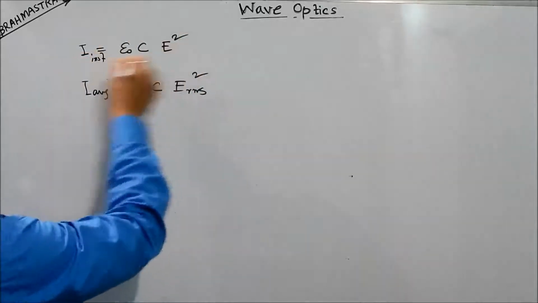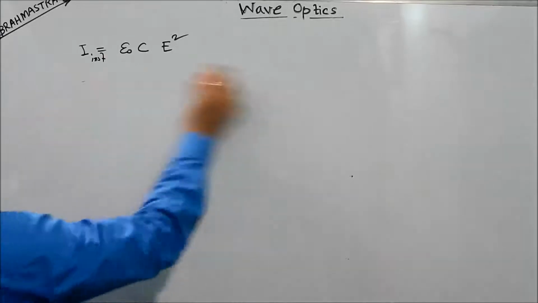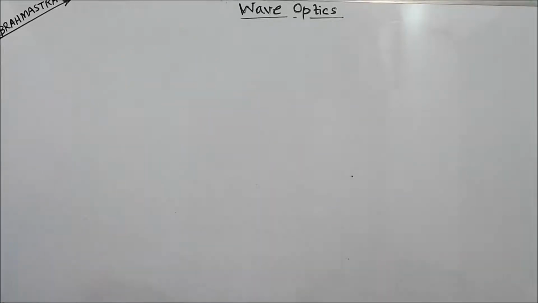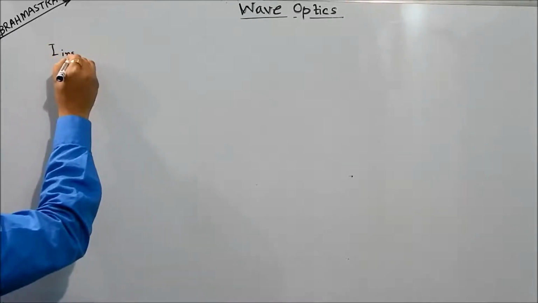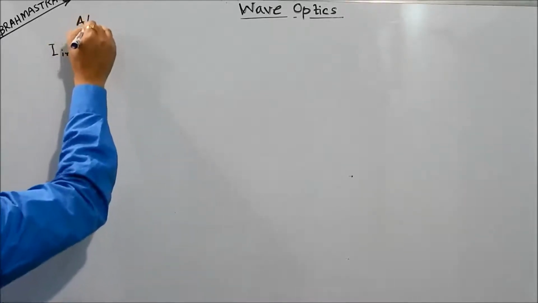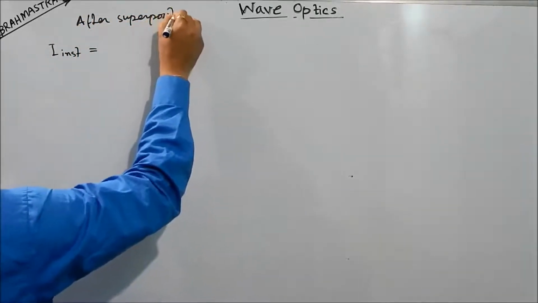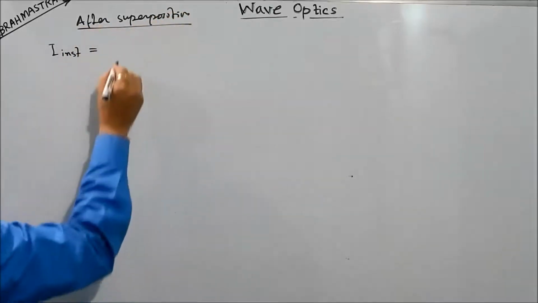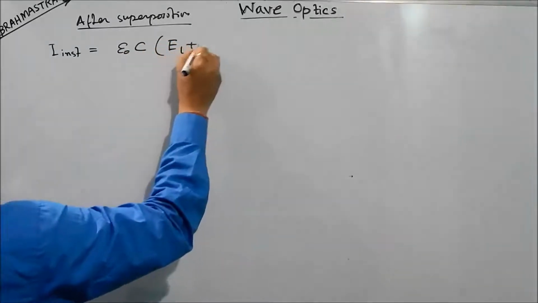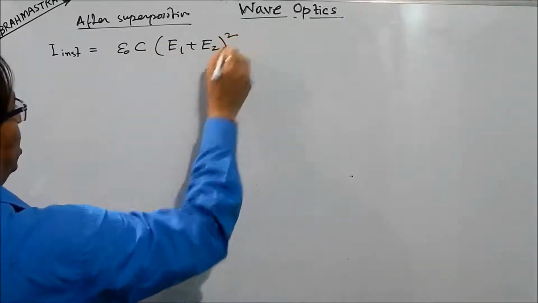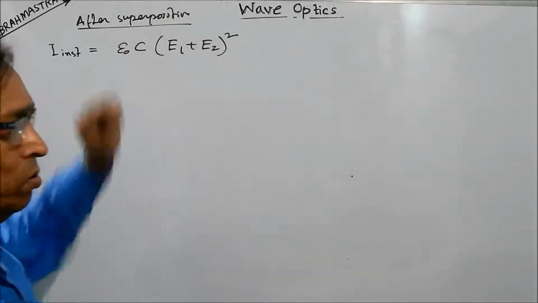But this is instantaneous. So at first you have to find out, when they are superposed, what their instantaneous intensity is. After superposition, the instantaneous intensity will be simply epsilon naught C times (E1 plus E2) whole squared. Here we are not taking the vector sum, just writing E1 plus E2 whole squared.